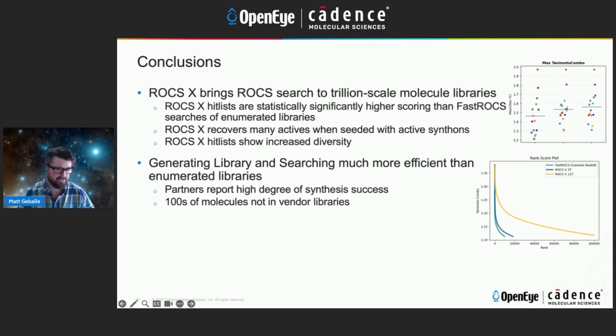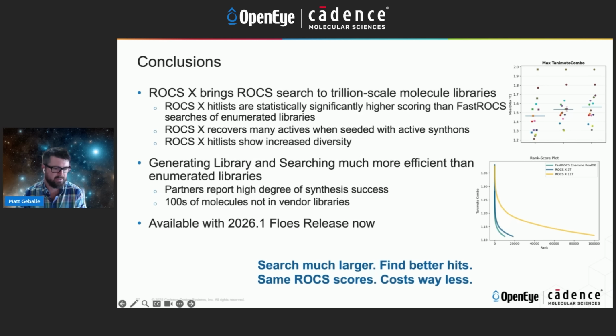And we've built these libraries to be full of synthetically accessible compounds, and our partners report a high degree of being able to actually source these compounds. And they have sourced and had made hundreds of molecules that weren't in vendor libraries that came from these combinations of building blocks. And it's available now with the 2026.1 Flow release. So in conclusion, ROCS X lets you search much larger libraries, helps you find better hits. You get the same ROCS scores that you're familiar with, and the cost is way less than the enumerated searches.